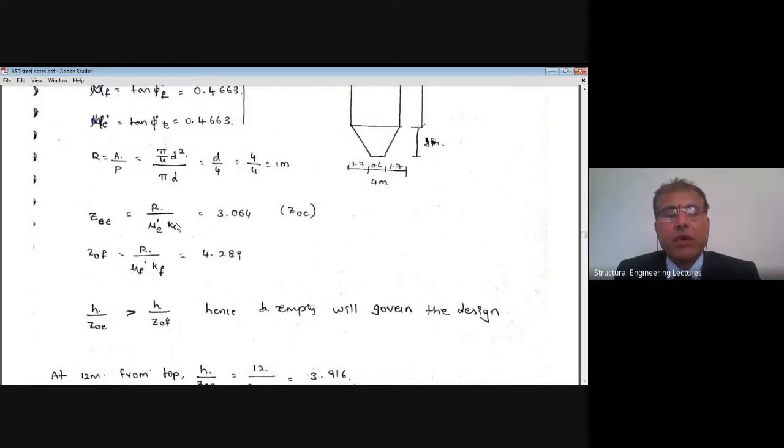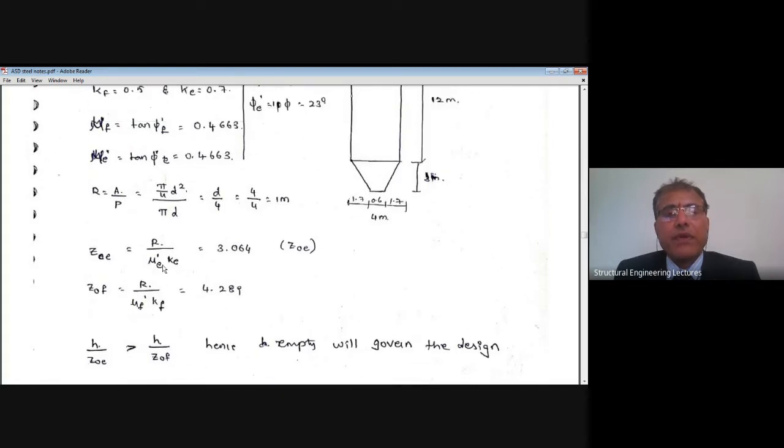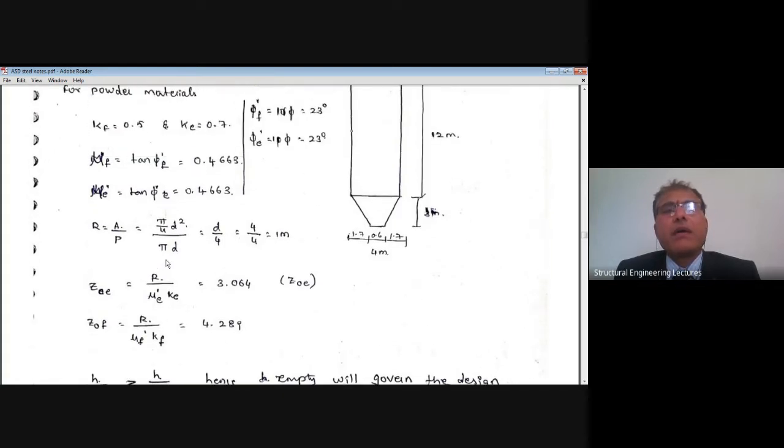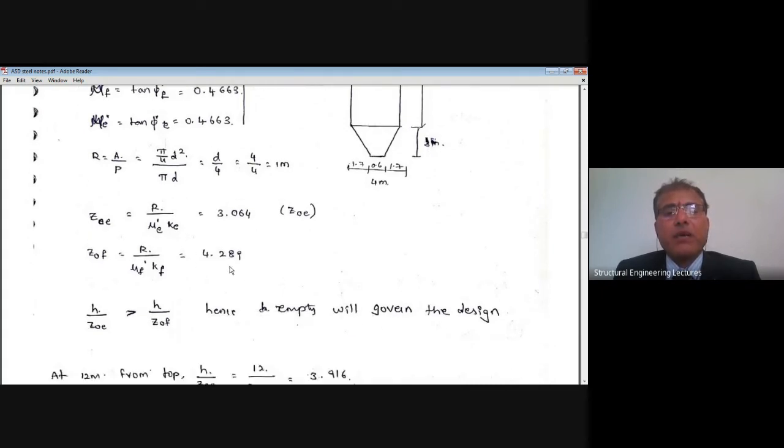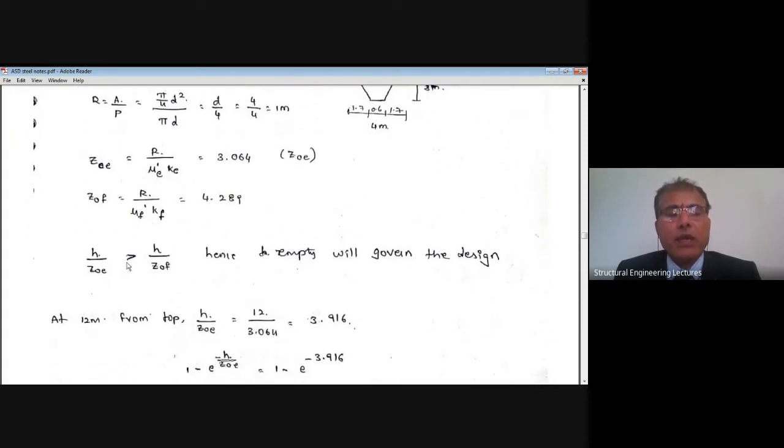However, please note that KE and KF are quite different, though mu F and mu E are the same, right? Substituting, you'll now get a result of 4.289. Now I'll calculate H by ZOE. You can check that this H by ZOE during emptying is greater than H by ZOF during filling.